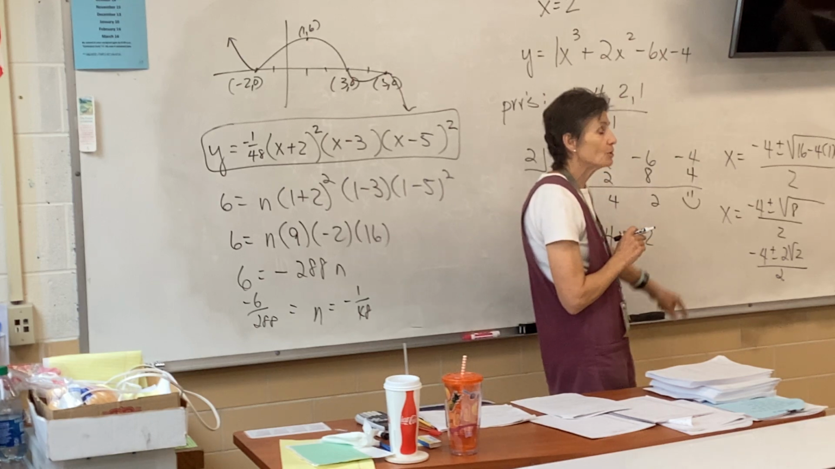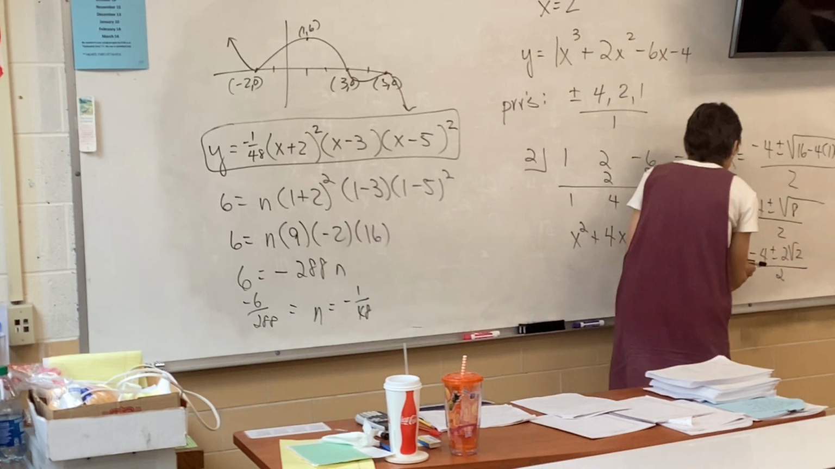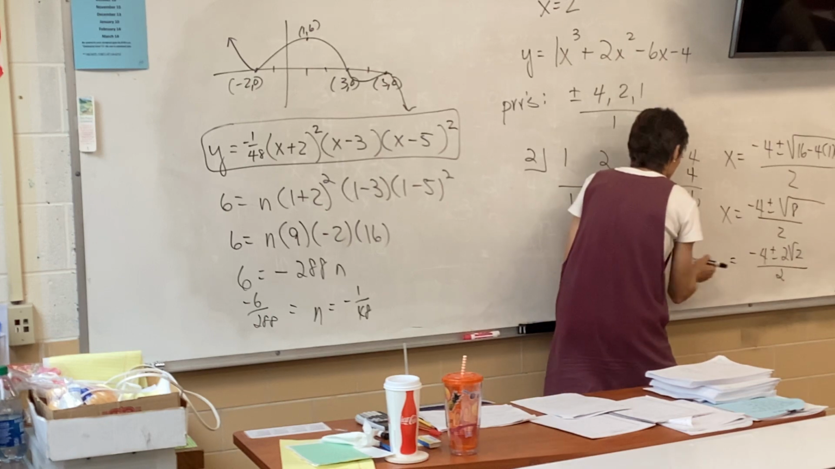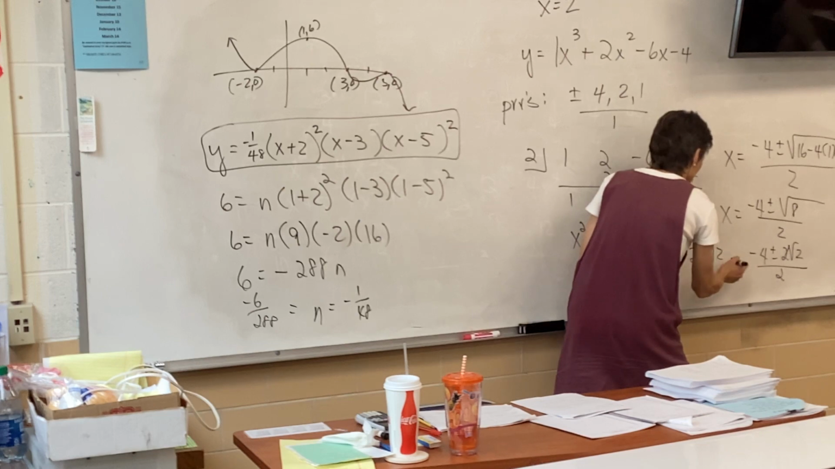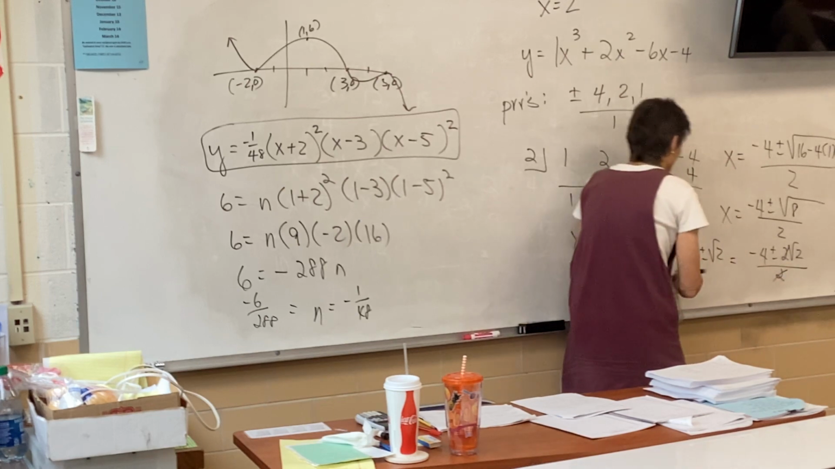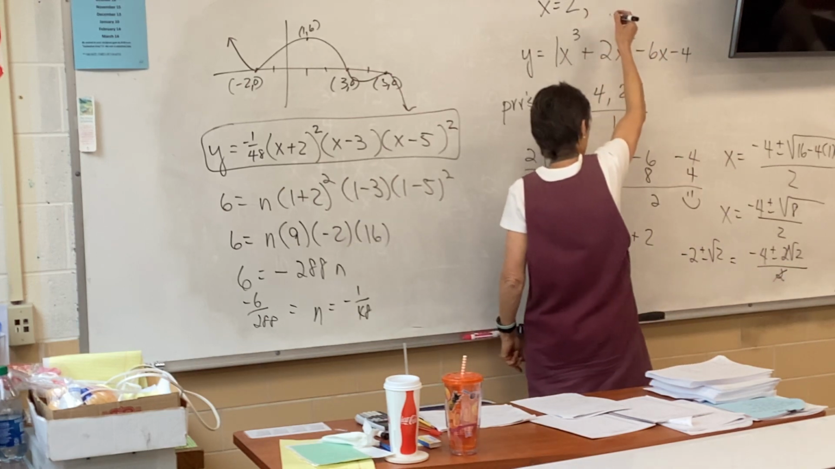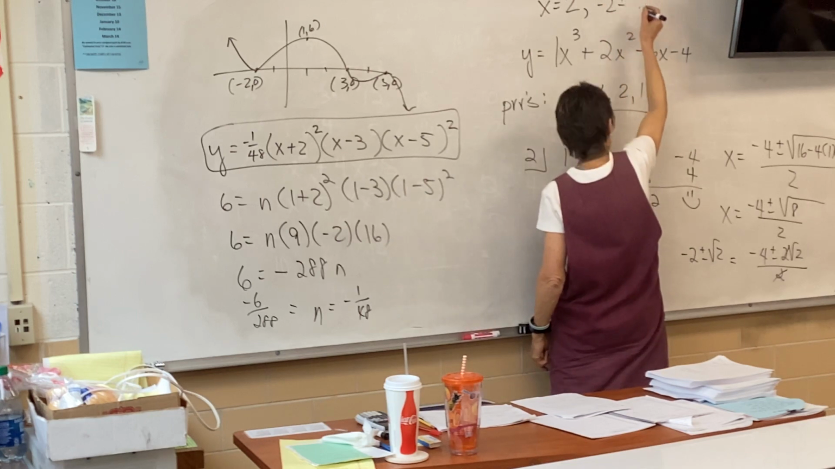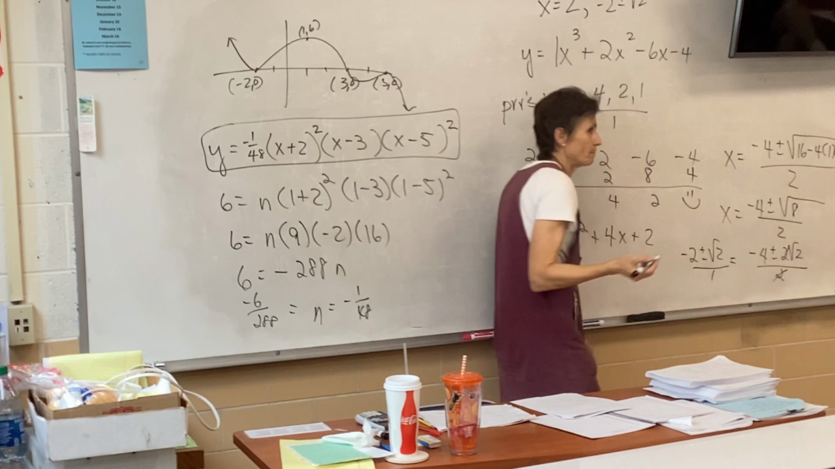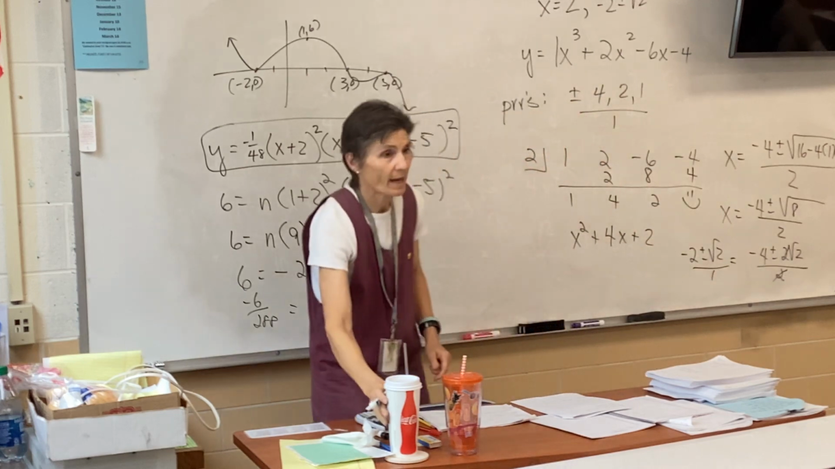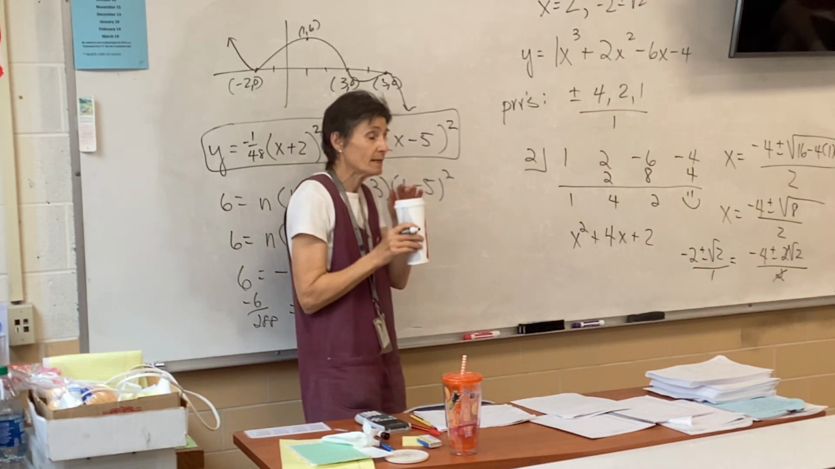Anybody notice anything about that? You can take out a 2 from all of it, so you need to do that. So you're gonna have negative 2 plus or minus, that's gone, root 2, that's gone. So my other two answers are negative 2 plus or minus root 2. Now, if you put that over 1, it wouldn't be wrong. Certainly you can do that. Don't need to, but you can do it.